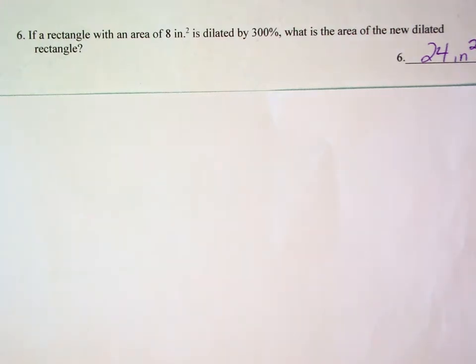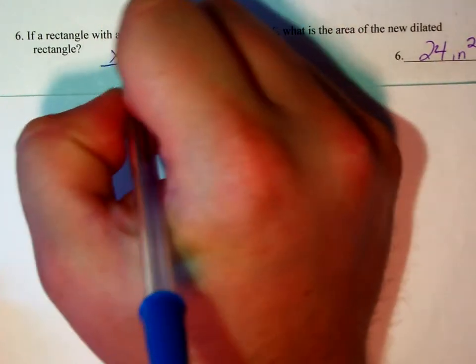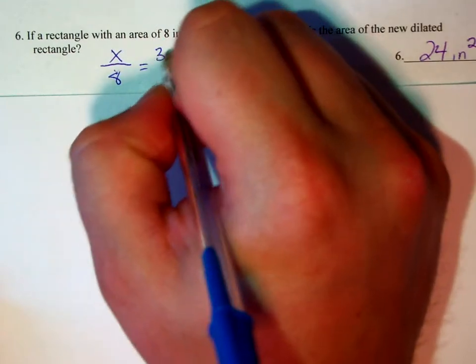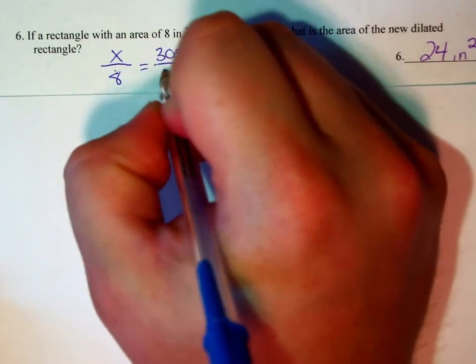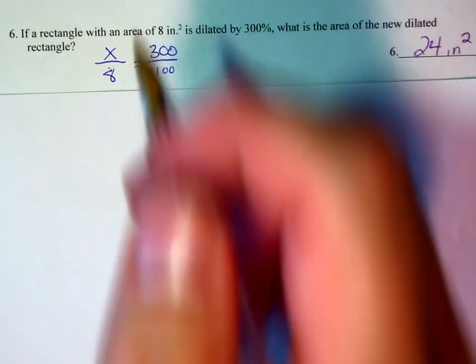If a rectangle with an area of 8 inches squared is dilated by 300%, what is the area of the new dilated rectangle? So we want to set up a proportion. X over 8 is equal to 300 over 100. We want to know what 300% of 8 is.